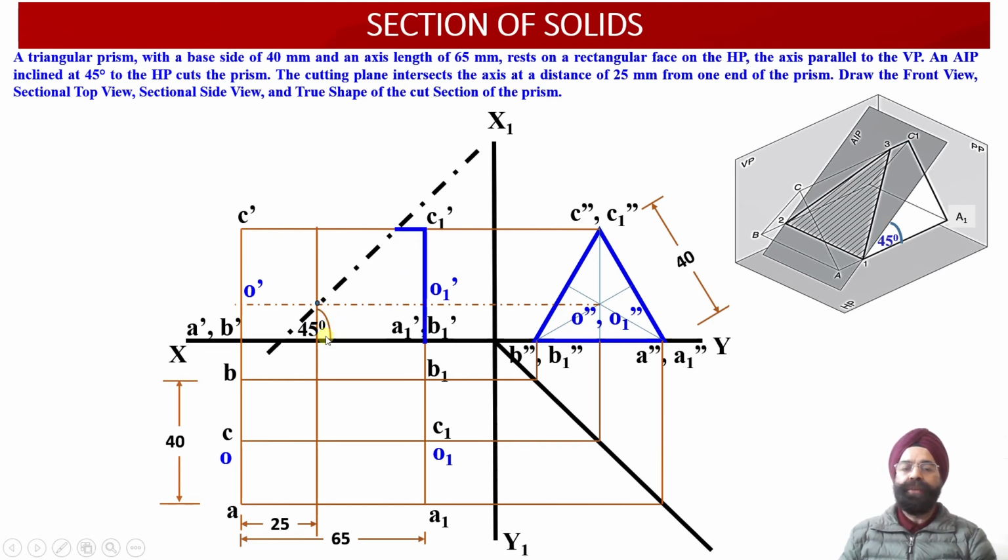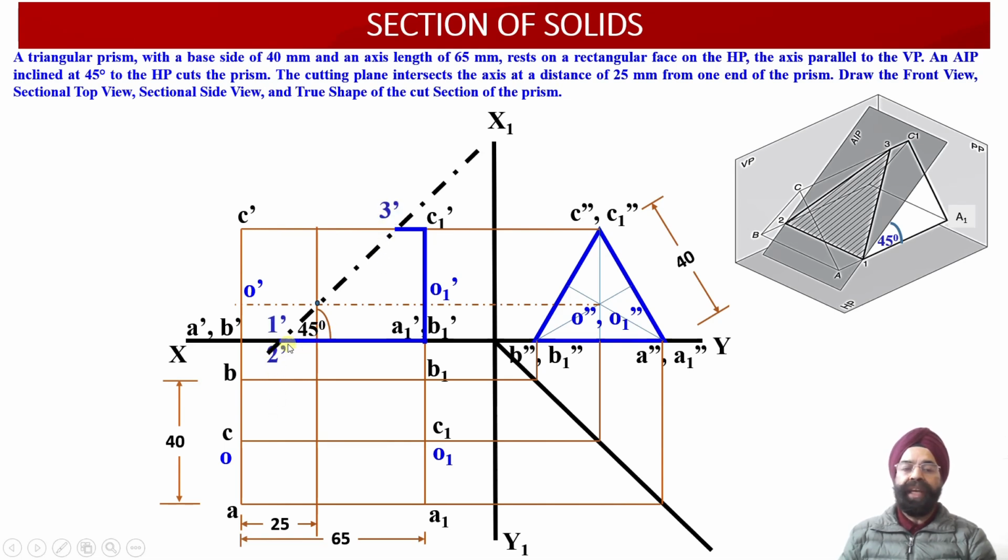Now, we have observed that this portion has been cut by this auxiliary inclined plane. So this portion has to be removed. This portion of the triangular prism will be removed or thrown away. Now we are left with this remainder portion of the triangular prism. So this portion of the triangular prism is left behind after the cutting action by this auxiliary inclined plane, which is inclined at an angle of 45 degree.